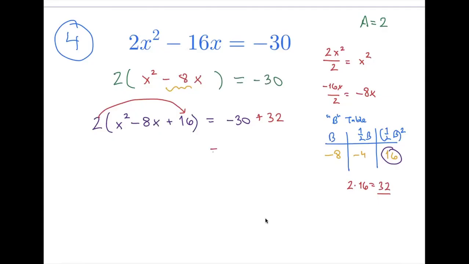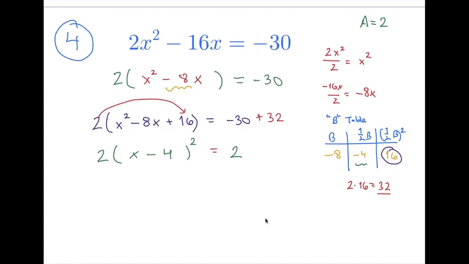Now we're just going to rewrite the problem. The right side is negative 30 plus 32, which is positive 2, so just leave that as positive 2. On the left side, you have the 2 still from the outside of the parentheses, but then you turn the x squared minus 8x plus 16, which is a perfect square trinomial, into a parentheses squared. So it's going to be x, and then whatever is in the half B column follows it, which is minus 4. So we have 2 times the parentheses x minus 4, squared. We've got it to a perfect square trinomial and turned it into parentheses squared.